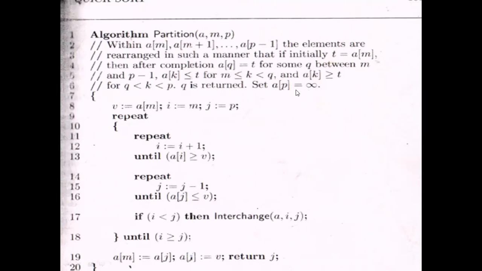Considering the last element, that is A of n plus 1, as infinity, for the rearrangement, first we consider a temporary element. Temporary element means the first element is considered as the first partition element. By the rearrangement of elements, the array is divided into two subarrays. For example, suppose there are nine elements: 65, 70, 75, 80, 85, 60, 55, 50, 45.